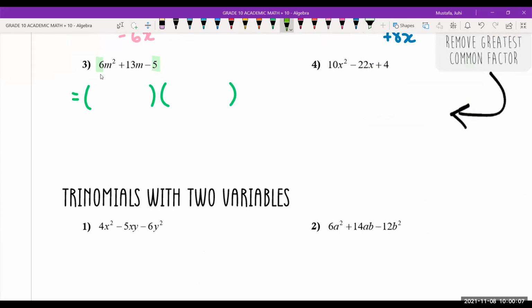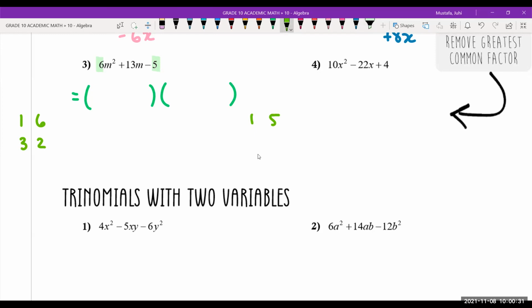What are the factors of 6? So we have 1 times 6, 3 times 2, or 2 times 3. What are the factors of 5? I love when it's a prime number because there's only one option here. It has to be 1 and 5. So it really reduces how many numbers we're going to be trying.